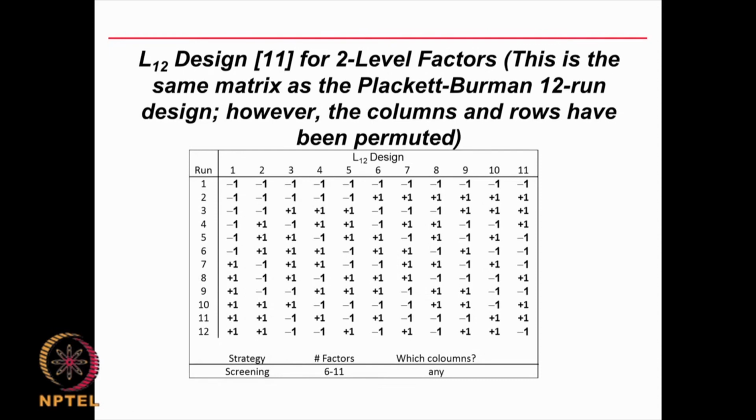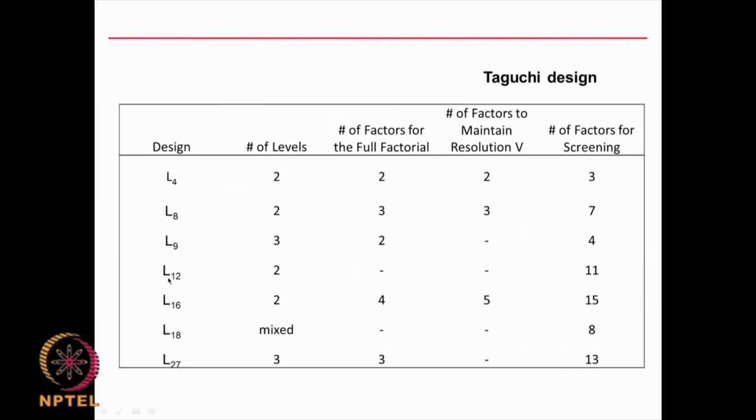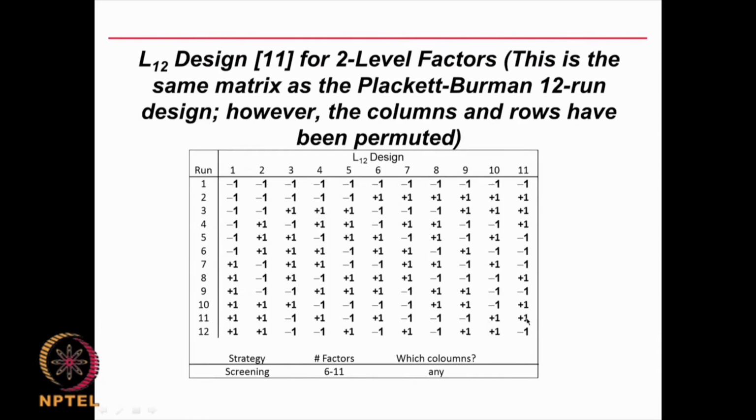Then you also have the L12 design. As you can see here, L12 design has 2 levels. We can use it as a screening design for 11 factors. So, I can put 11 factors here, A, B, C, D, E, like that. So, I will do 12 runs. This is almost like your Plackett-Burman design. It is like Plackett-Burman design.